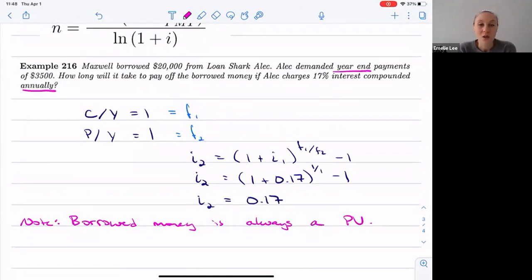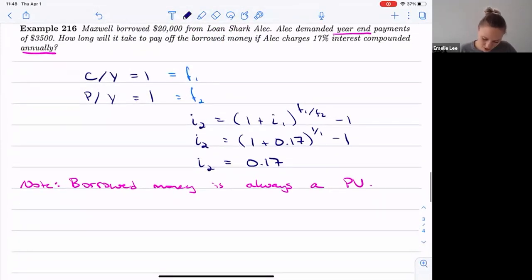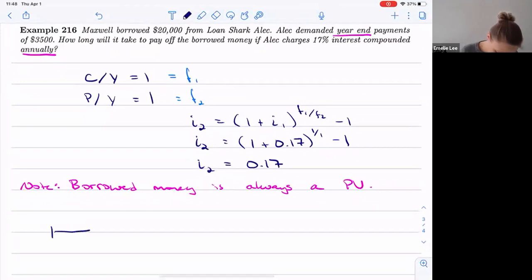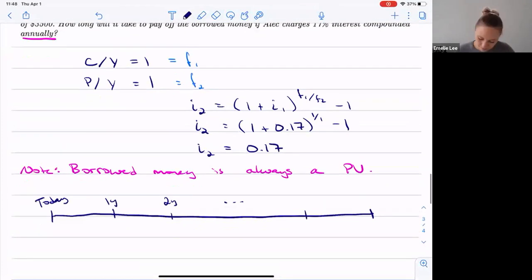So we can map this out, right? It's going to be harder to map the timeline because we don't actually know how long it's going to take. But let's just visualize this. He's borrowing money today, and he's going to make year-end payments, so it's definitely going to take him a couple of years. I feel safe doing 1 year, 2 years, and then same thing, I want the last 2 ticks. First 3 ticks, last 2 ticks.